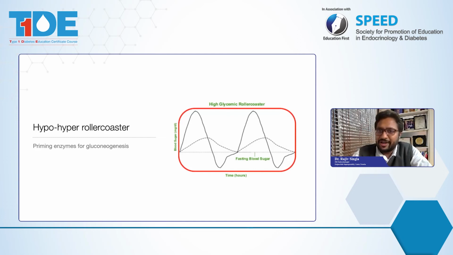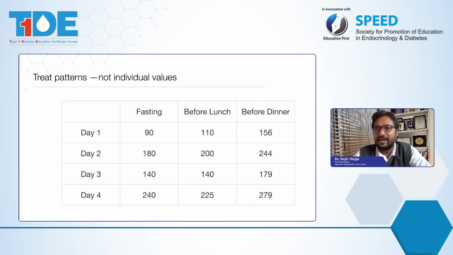So this is something called a high glycemic roller coaster. Your sugar values go low and then your sugar values go high, and then go low and then go high. So we need to remove hypoglycemias first, and then we need to go ahead and go for treating hyperglycemias. Now, what we need to do is treat patterns. We never go after individual values.